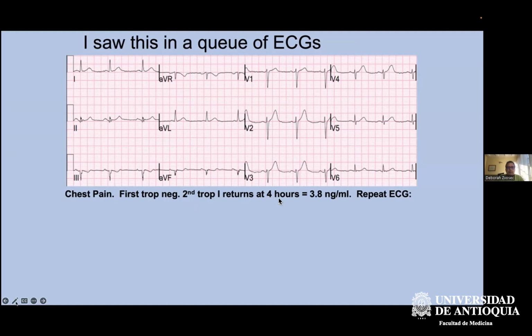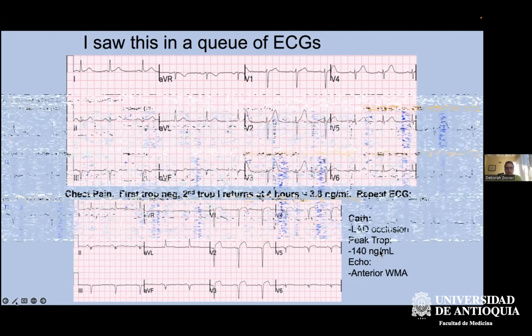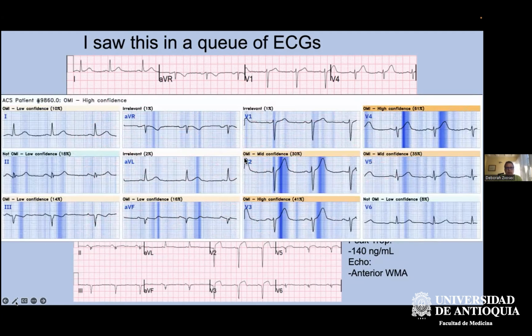The second troponin returned at 4 hours at 3.8 nanograms per milliliter, and a repeat ECG was done, which showed QS waves here, massive myocardial loss. Went to the cath lab, LAD occlusion, peak troponin was 140 nanograms per milliliter, which is 140,000 nanograms per liter, permanent wall motion abnormality, permanent heart failure. And if you send this to the Queen of Hearts, OMI with high confidence, she sees these hyperacute T waves all over.